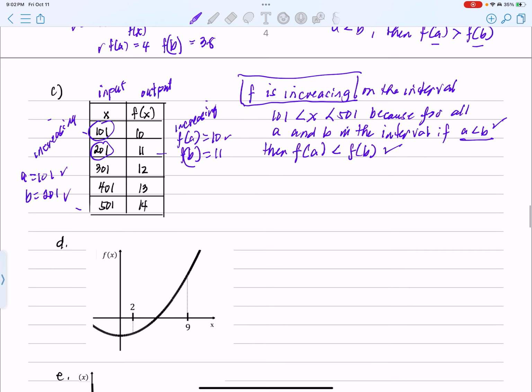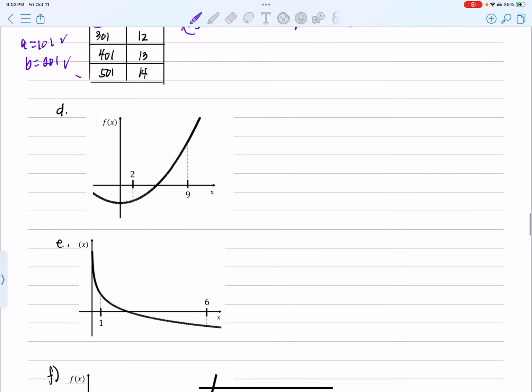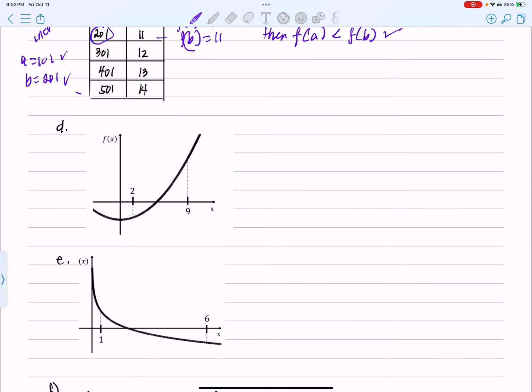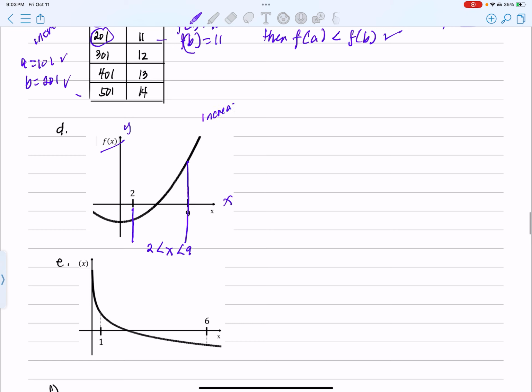Okay, let's look at in terms of graph. Letter D. Okay, what is our x here? This is our x. This is our y, right? f of x, right there. So our interval, let's say our interval is here. So our interval is 2 to 9. Okay. By looking at the graph, going up, it's increasing. Right away. So the function here is increasing.